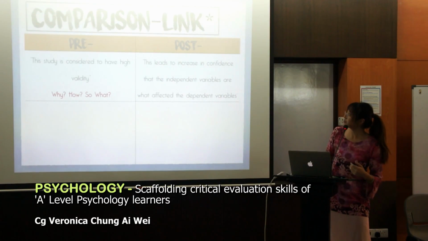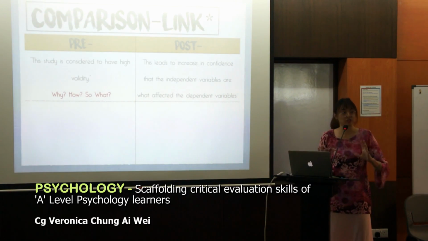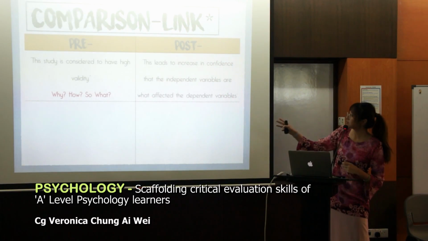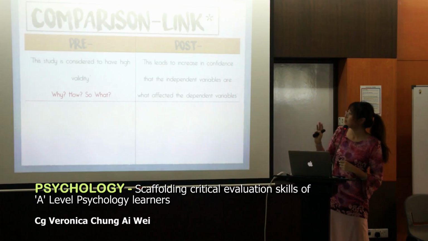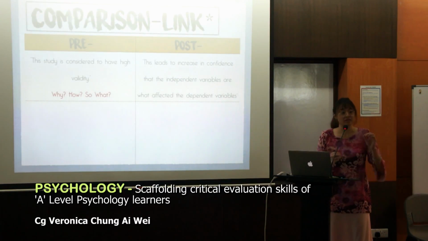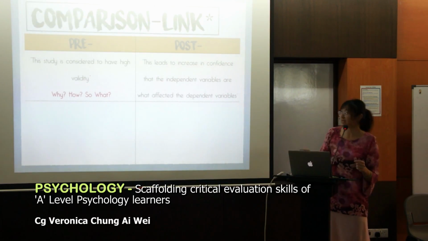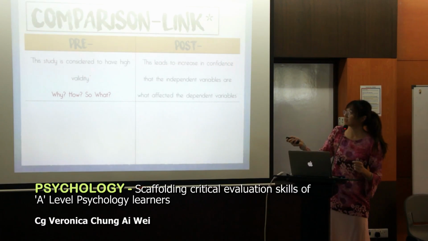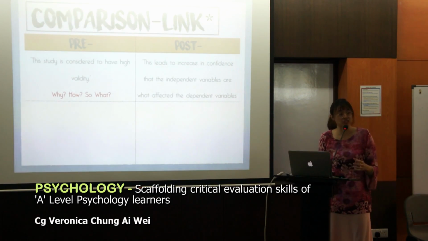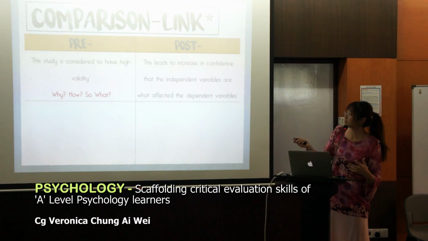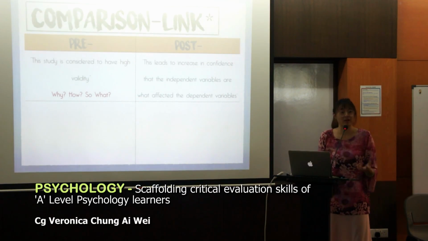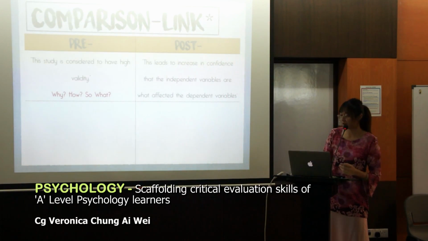After our class discussion and so on, the same student was able to elaborate: this leads to increase in confidence that the independent variable is what affected the dependent variable. They knew what validity meant, because the earlier statement is not a link of a study. It's a definition of validity, more of just stating something. You're not explaining why you are saying that this study has high validity. And so there's an elaboration there.